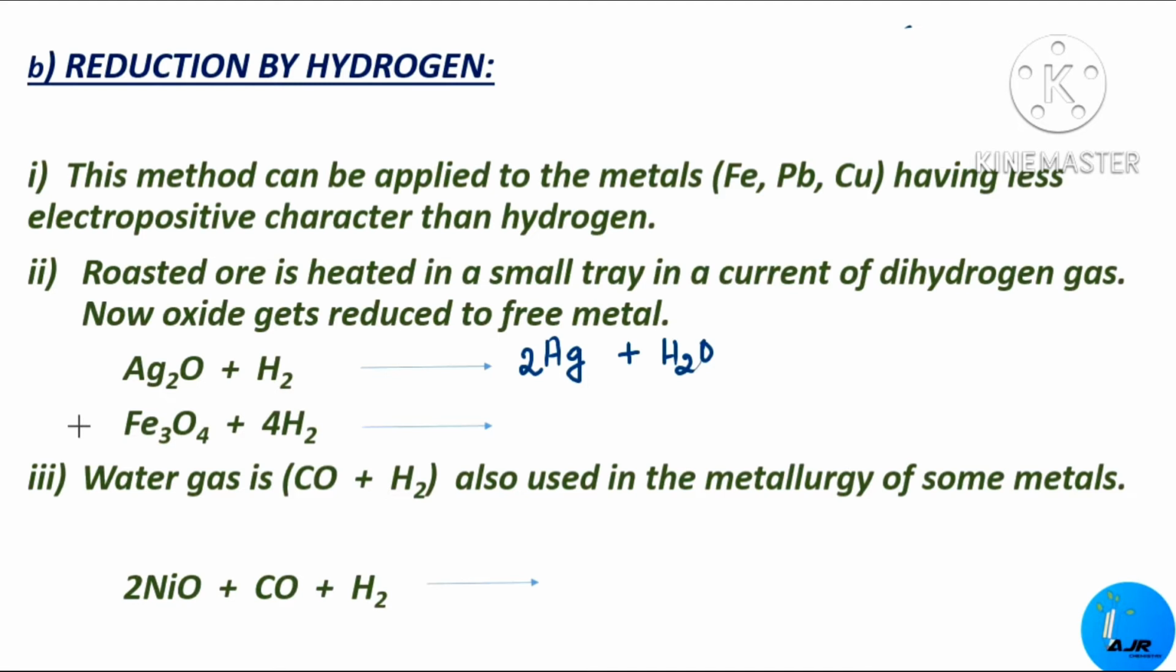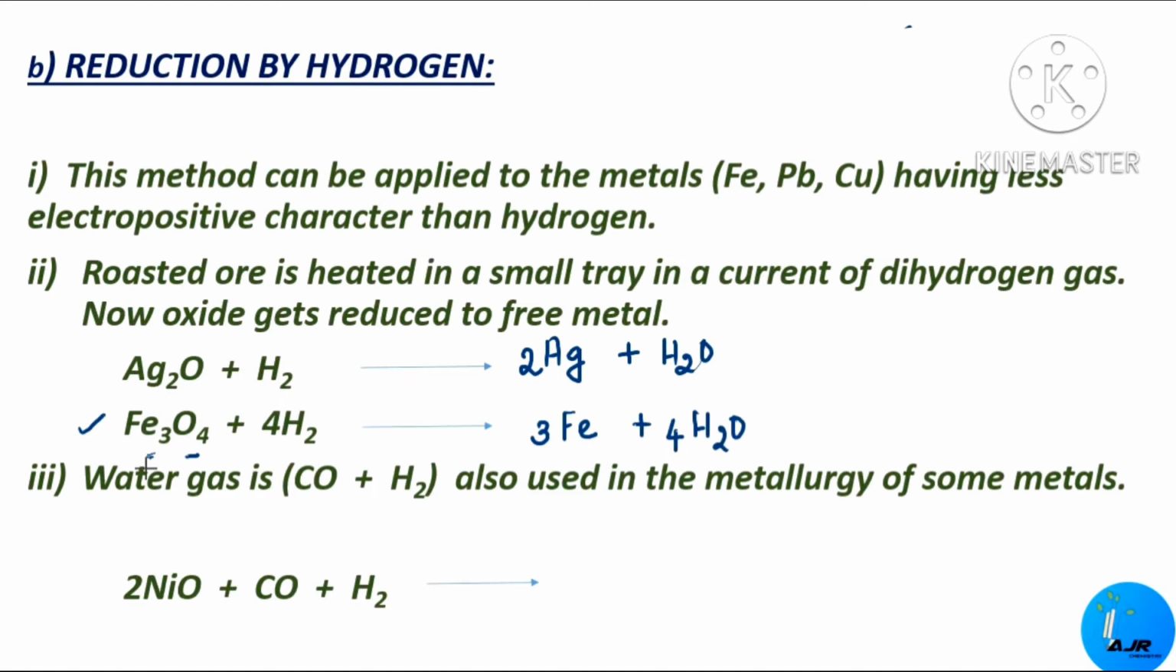Now the next one is iron oxide. Iron oxide is also heated with hydrogen, that is dihydrogen. So we will be getting iron, Fe. Here also 3, isn't it? So we can put 3 here, plus H2O. In order to balance, putting here 4, here 4 oxygen, so here also 4 oxygen. Understood? So this is what happens during reduction by hydrogen.